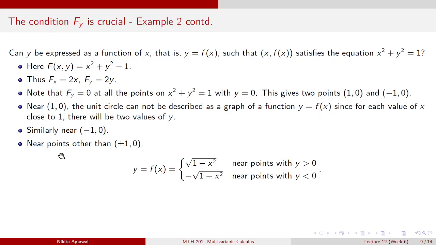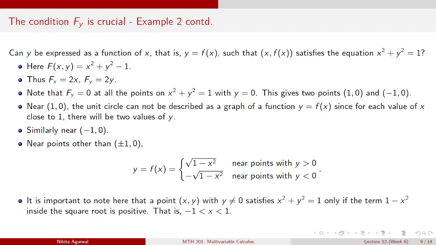Near points other than these 2 points, if you are on the top side, which is y greater than 0, then your function is plus square root 1 minus x square. If you are below the x-axis, which is y less than 0, then you have function to be minus of square root 1 minus x square. So here you have legitimate functions, whereas you don't have legitimate functions near 1 comma 0 and minus 1 comma 0.